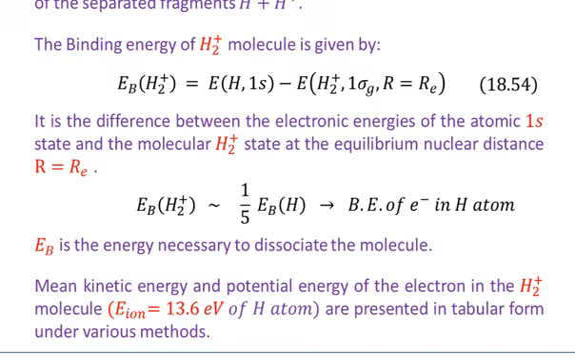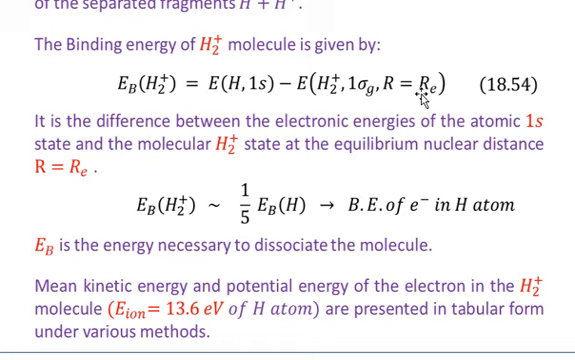The binding energy of the singly ionized hydrogen molecule is given by equation number 54. Here E_B, the binding energy of the molecule on the left hand side, is equal to the total energy of the hydrogen atom in its ground state, which is 1s, minus the energy of the molecule when it is in the 1 sigma g state at R equal to R_e.